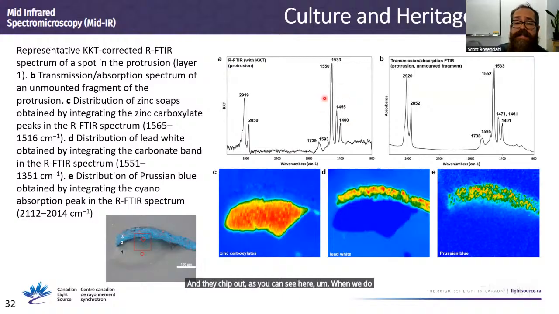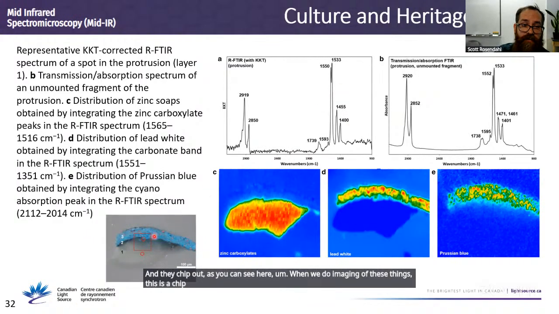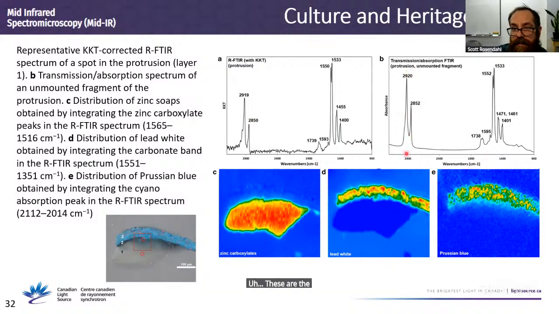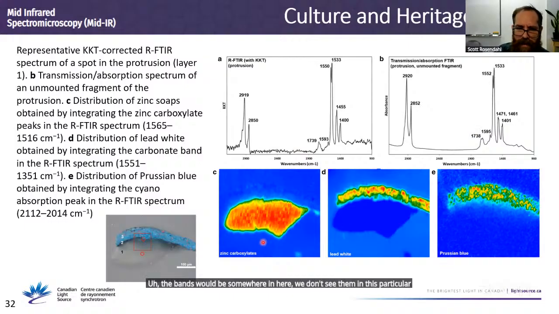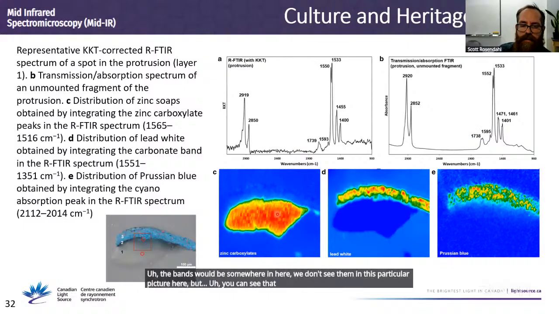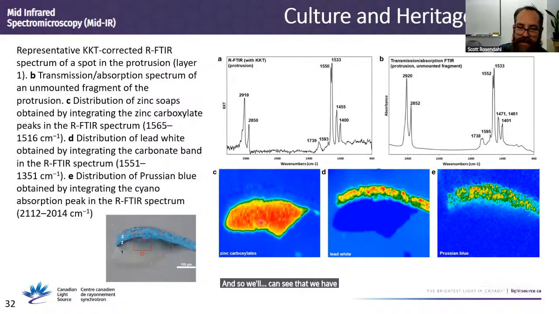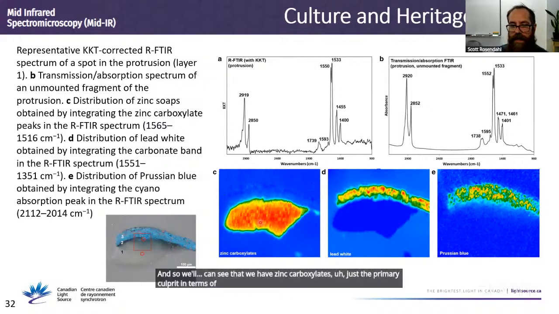When we do imaging of these things, this is a chip actually that fell out of that blue painting there. And so you see the Prussian blue is that blue color. These are the bands associated with the Prussian blue. Oh, no, sorry. The bands would be somewhere in here. We don't see them in this particular picture here. But you can see that with the microscopy side of it, spectral microscopy, we're able to image and determine where these various things are forming and showing. And so we can see that we have the zinc carboxylates, which is the primary culprit in terms of the chipping out as this forms these metallosalts.